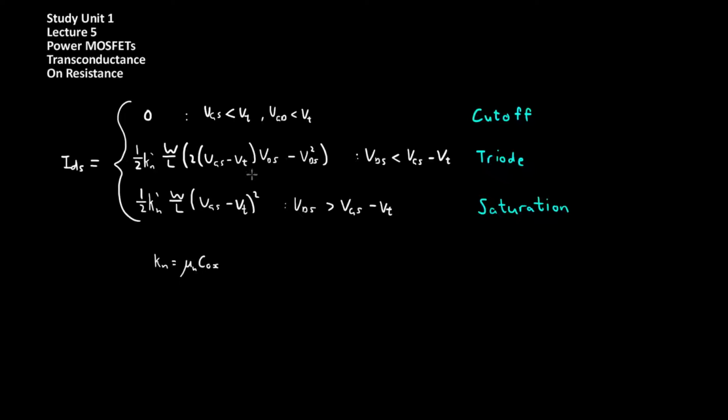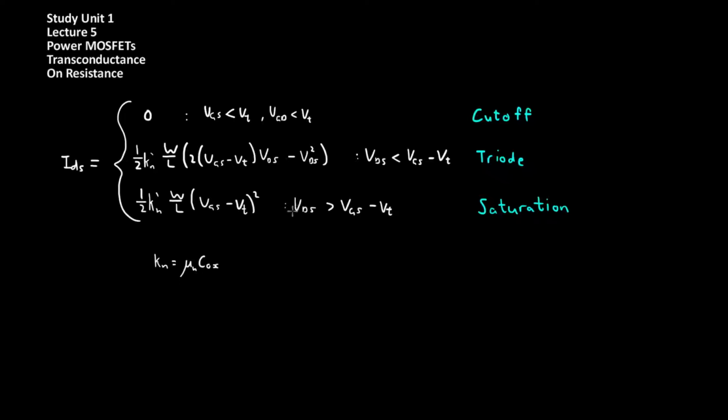The second region of interest is the triode region. In the triode region, the drain source voltage is less than the gate source voltage minus the threshold voltage. In this case, the transistor current is given by a square law behavior. K'N is the transistor characteristic, W is the width of the channel, L is the length of the channel, and VGS is the gate source voltage, VT is the threshold voltage, VDS is the drain source voltage.